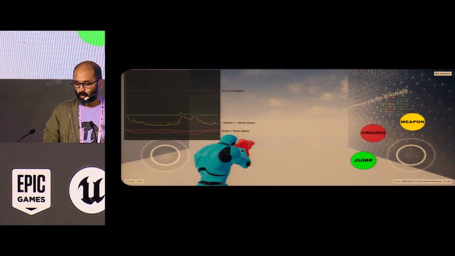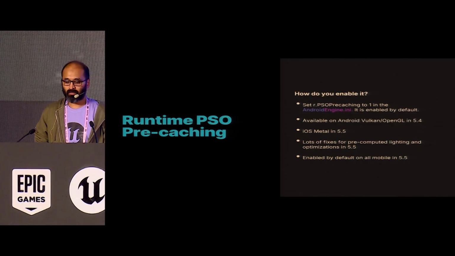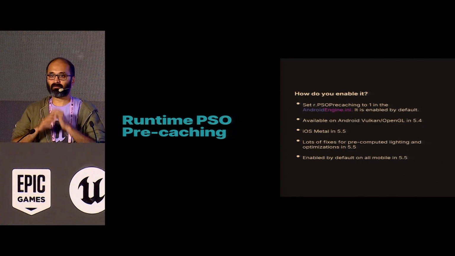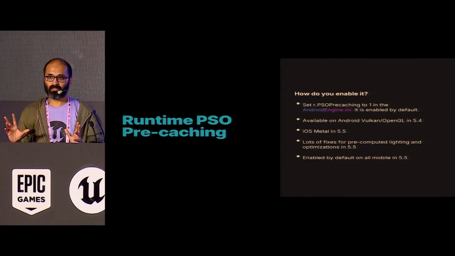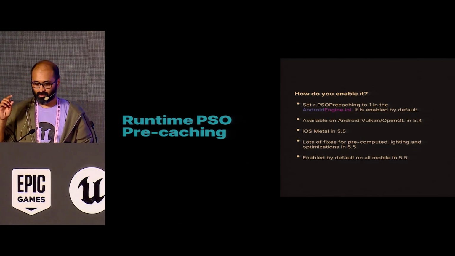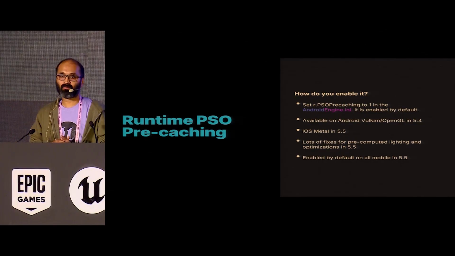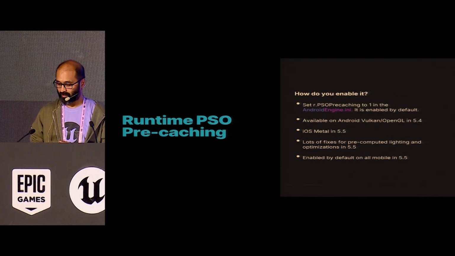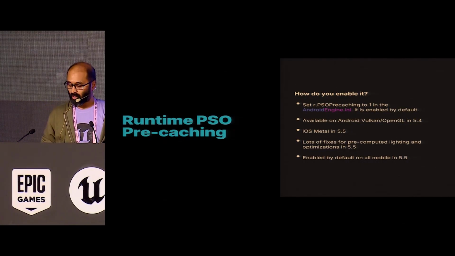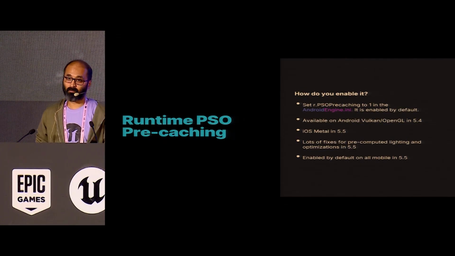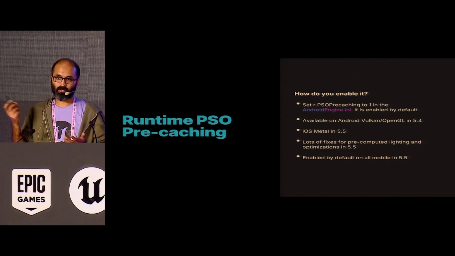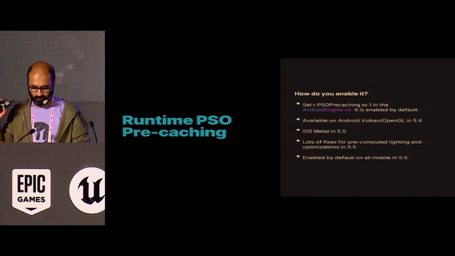So we have enabled runtime PSO pre-caching by default. In theory, you shouldn't see this anymore, because it's enabled by default. It's already available with Android Vulkan and OpenGL in 5.4. With iOS Metal, it will be there in 5.5. And there are a lot of fixes for pre-computed lighting and optimizations in 5.5. And with 5.5, it's enabled by default on all platforms.